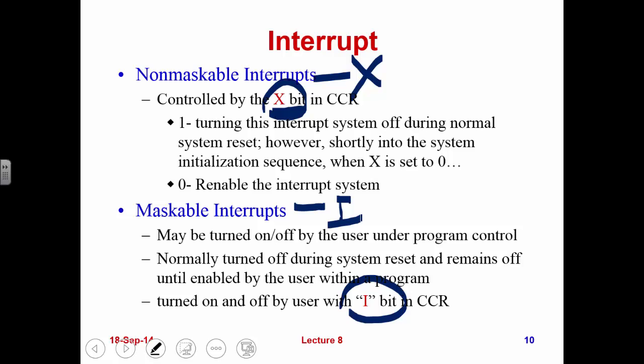So in general, the non-maskable interrupt is turned off when you make the X bit 1, and turned on when the X bit is 0. You make it 0, you re-enable it. At the beginning, when you restart the machine, the X bit is 1, which turns off the non-maskable interrupts. Then shortly, when the system becomes stable, X turns to 0 by itself, and that re-enables the interrupt system.